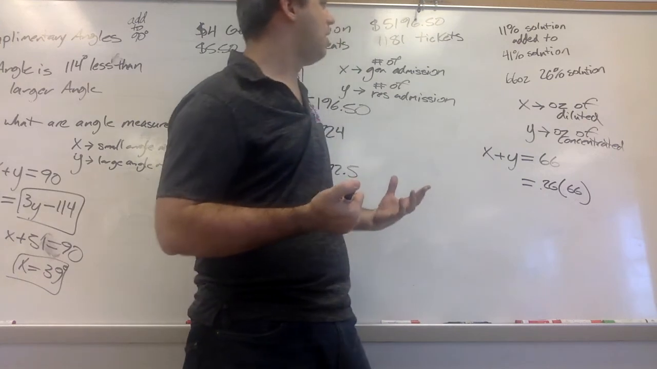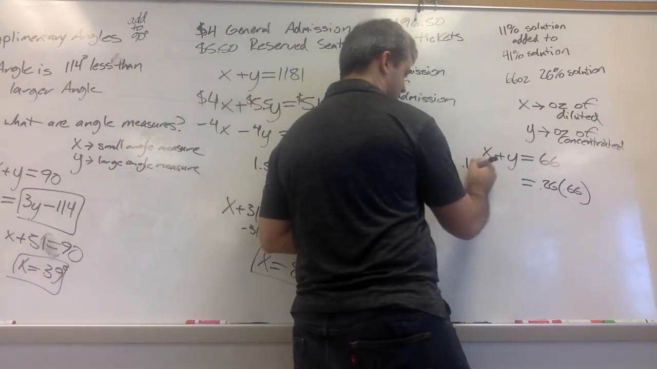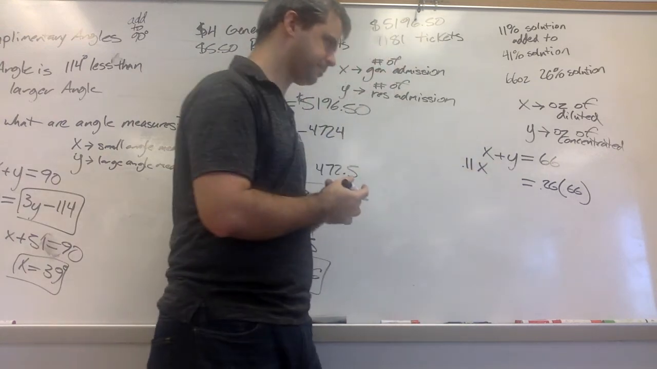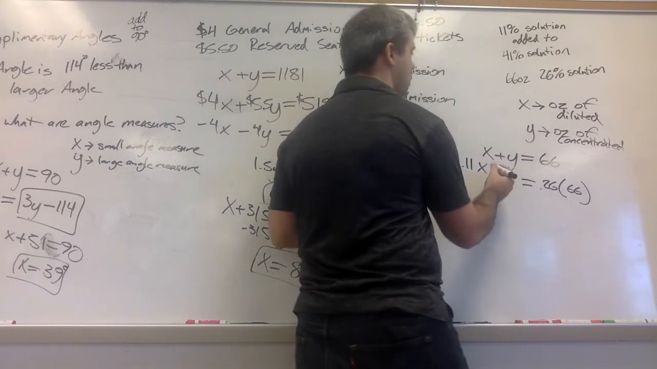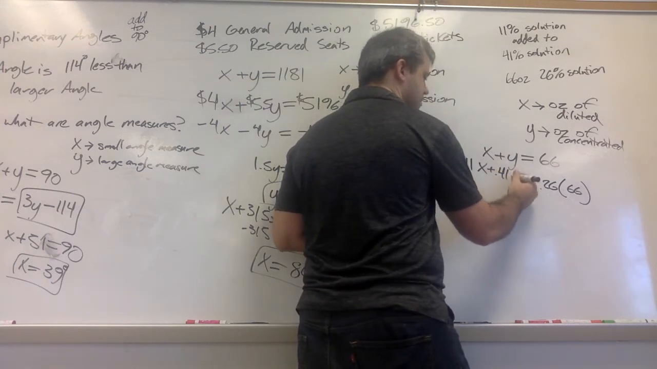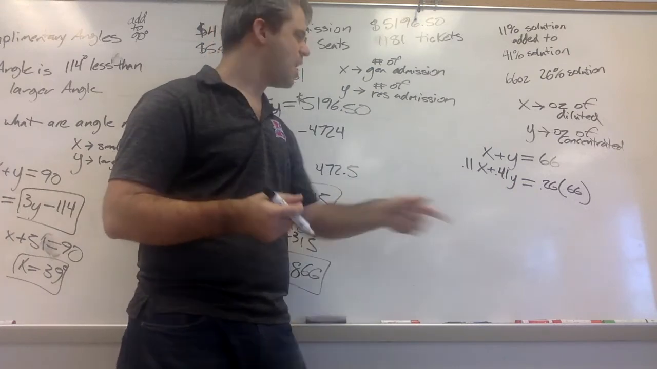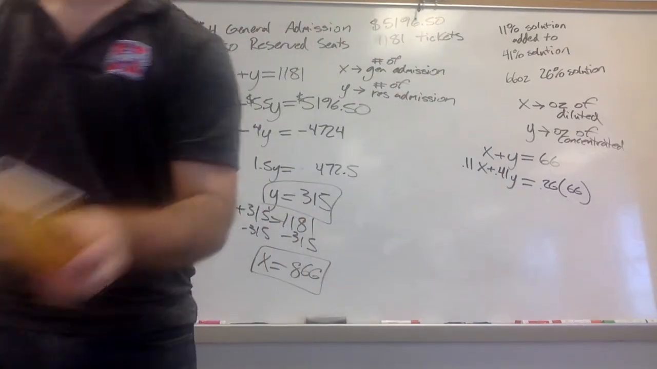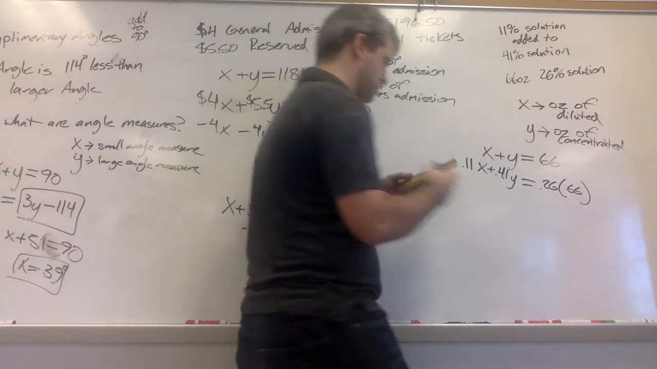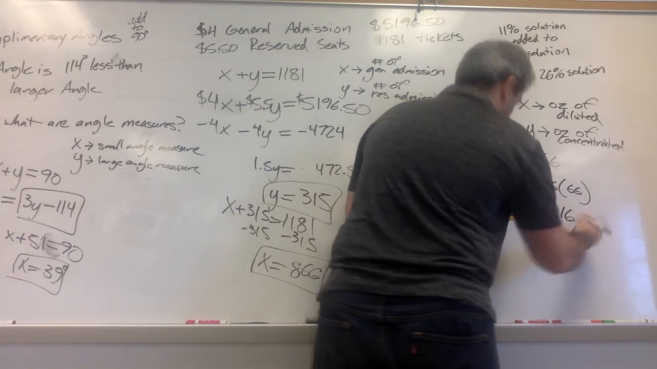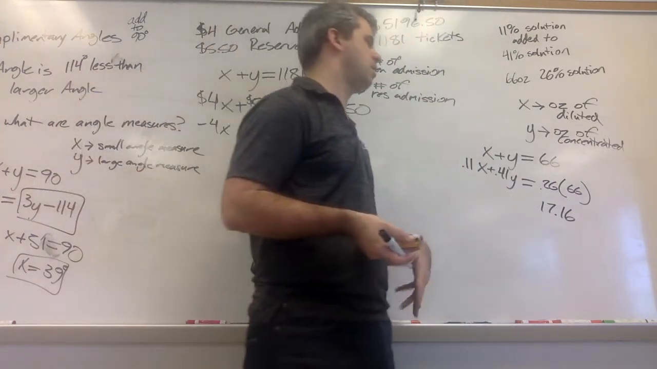Well, how much alcohol is in my diluted solution? Well, it's 11% of X. Well, how much is in the concentrated solution? Well, it's 41% of Y. Okay, let me go ahead and multiply this out, get us a nice friendly number here, 17.16. So there's 17.16 ounces of alcohol in our final solution.